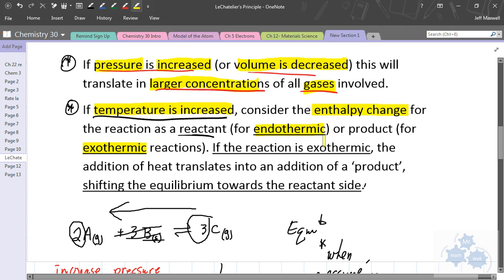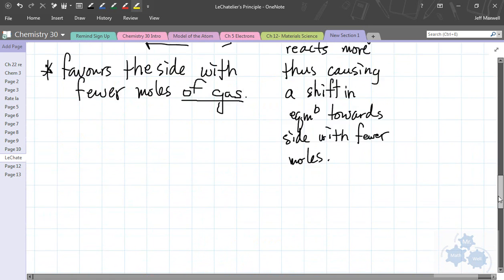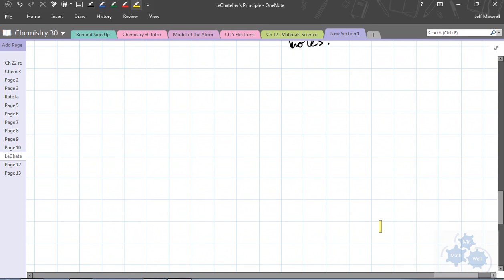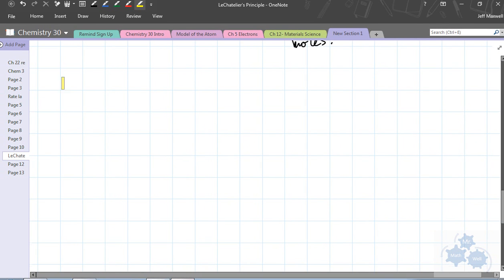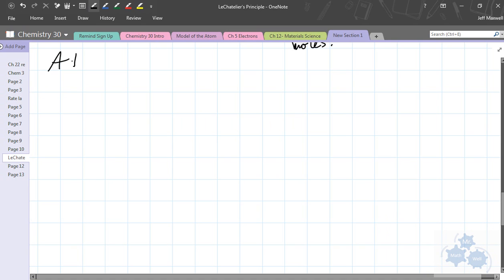But exothermic, okay, so if the reaction is exothermic, the addition of heat translates into addition of product. Alright, shifting the equilibrium toward the reactant side. Okay, so let's just talk about that for a second here then. If we have A plus B, and let's just take a look at one side at a time. A plus B is C, and this has a delta H, okay, that is negative.